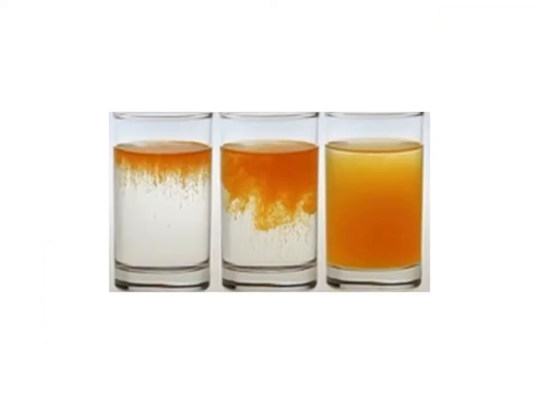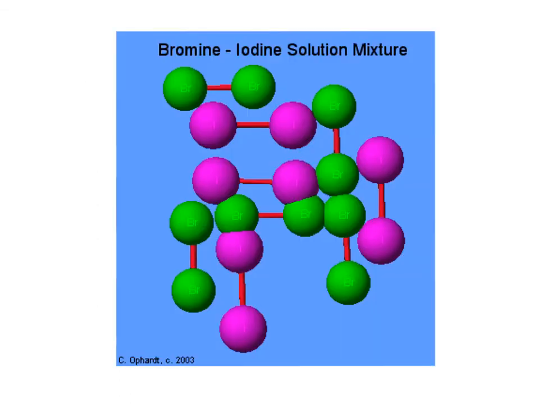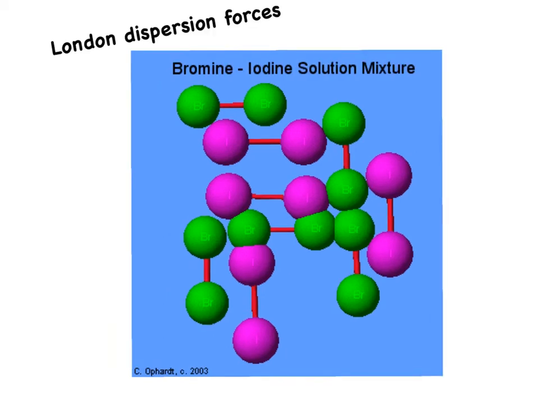Solutions form when one substance disperses uniformly through another. The dispersion occurs because of intermolecular forces between the solute and the solvent particles. With sodium chloride and water, we have ion-dipole attractions. Very polar water molecules are able to overcome the attraction that sodium and chlorine have for each other, a process known as solvation. When nonpolar substances dissolve, London dispersion forces are at work throughout the solution.